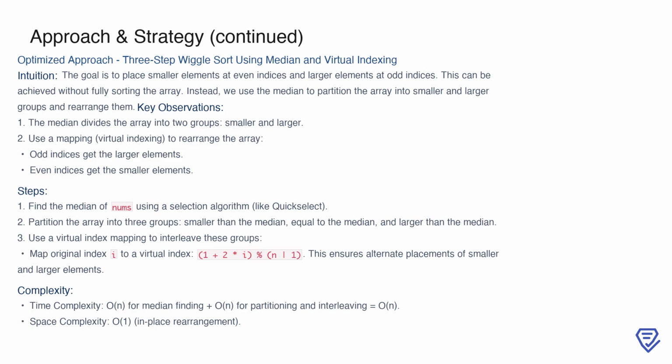To do this efficiently, we first find the median element using a selection algorithm like quick-select, which works in linear time. Then, the array is partitioned into 3 groups, elements smaller than the median, equal to the median, and larger than the median. The final step is to rearrange these groups using a virtual indexing technique. This involves mapping each original index i to a new virtual index using the formula (1 + 2*i) % (n|1), ensuring that smaller and larger elements alternate as required.